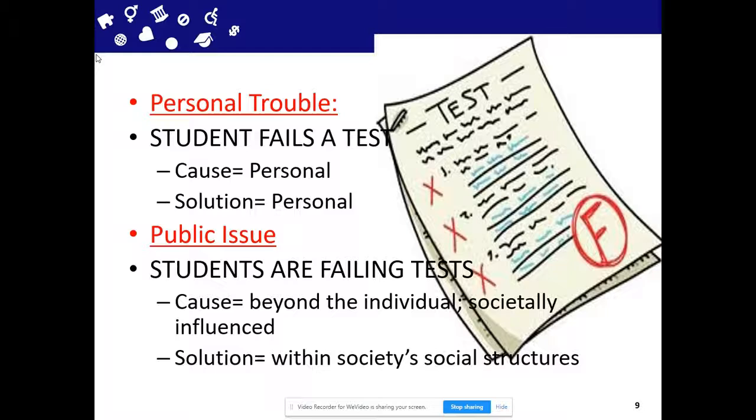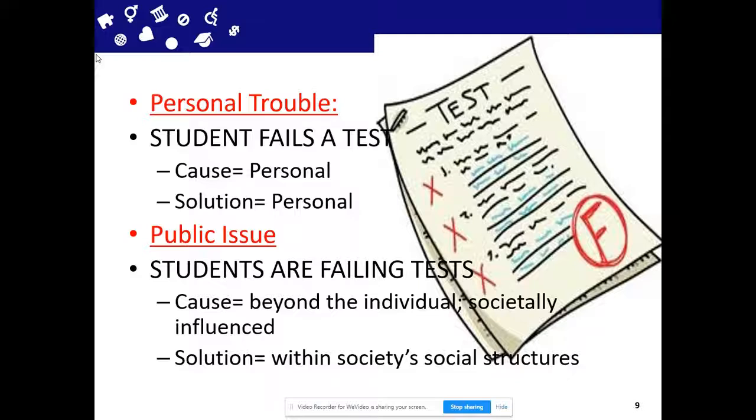Maybe it has to do with access to food to fully fuel the students' bodies and brains. Maybe it has to do with safety. Maybe it has to do with resources within the education system or competencies of the teachers. Maybe it has to do with the way that tests are written and the way that students are assessed. And if we look at that cause as being beyond the individual, then the solution must also be set in society as well. It must be within society's social structures.